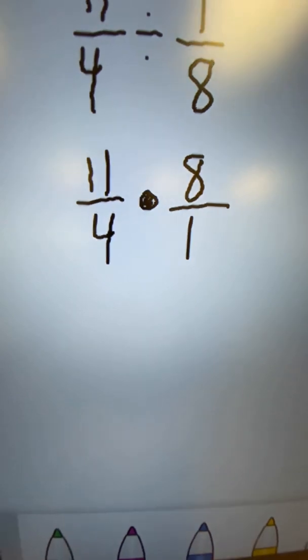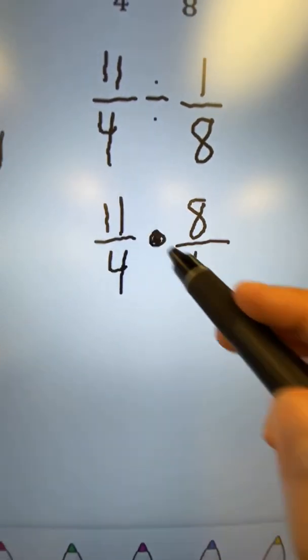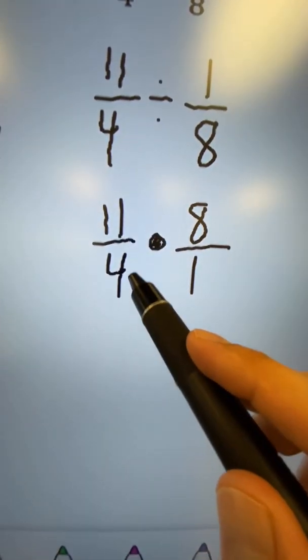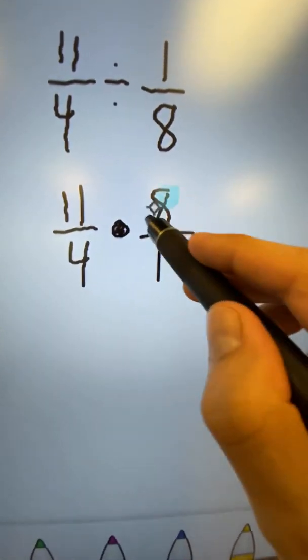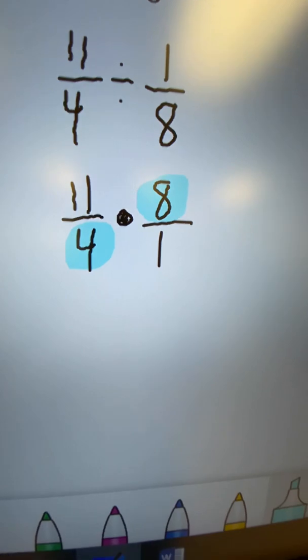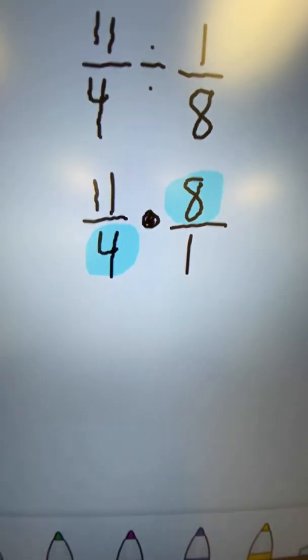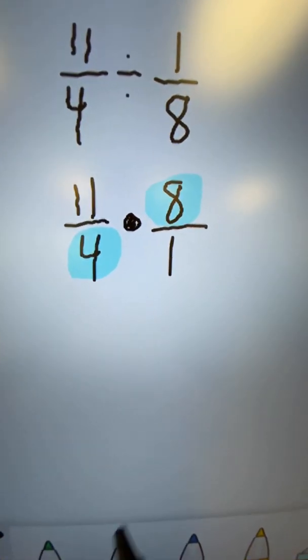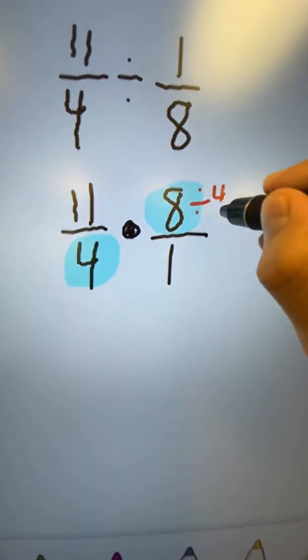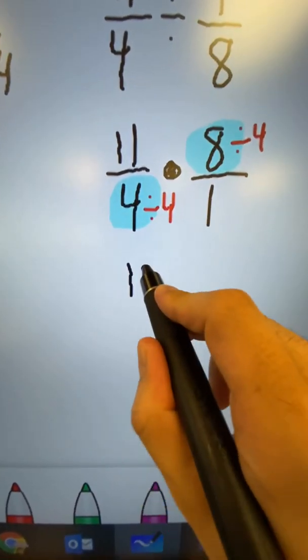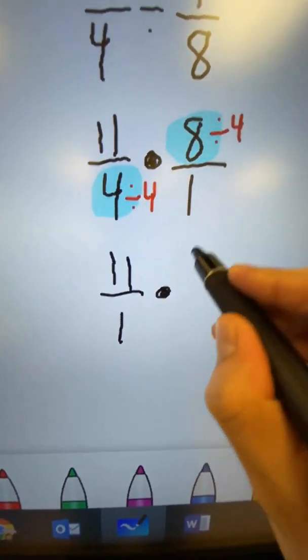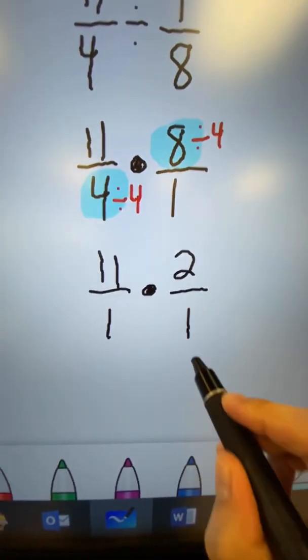And now what you do is you check for any common factors between this number and this number, or this number and this number. Same thing over here, this number here and this number here. And I can see these two have a common factor. And the greatest common factor would actually be 4. So that means I could divide this number by 4, and I could divide this number by 4 also, which gives me 11 over 1 times 2 over 1, right?